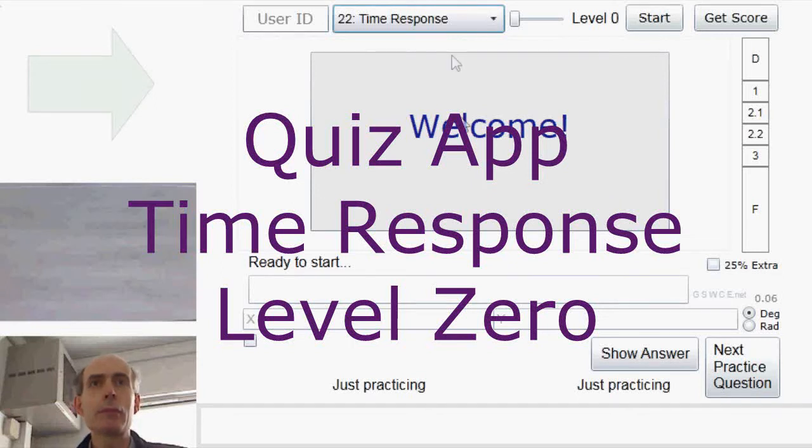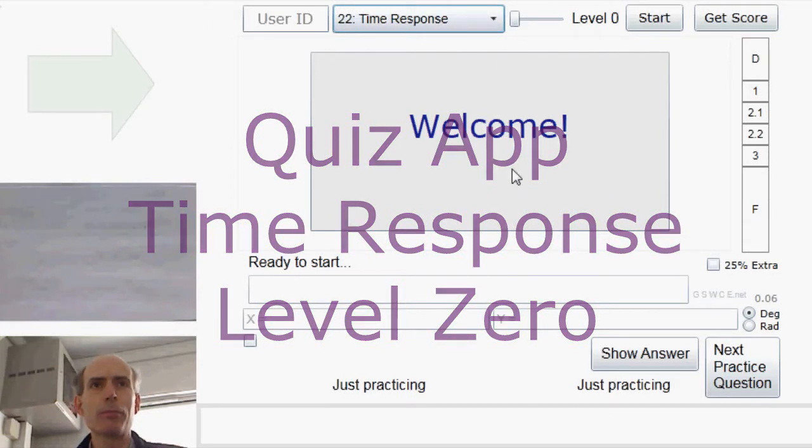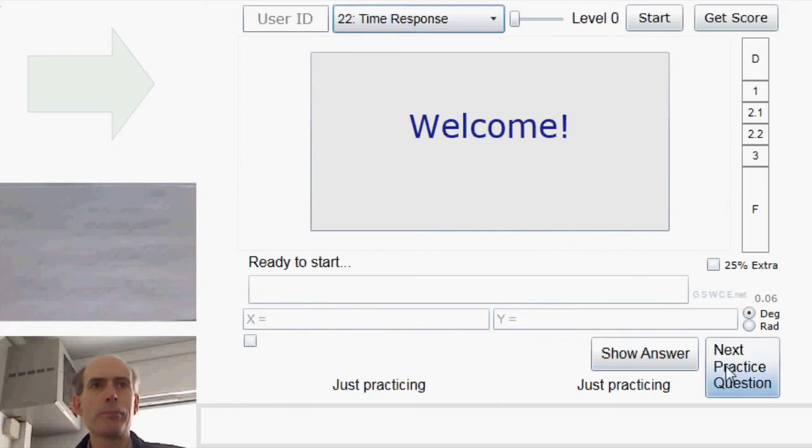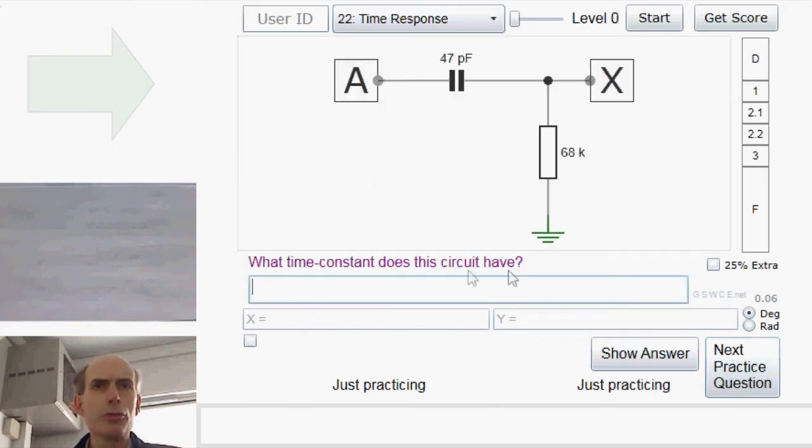Hello, this time looking at the time response questions. Level 0 just to get started. What time constant does this circuit have?